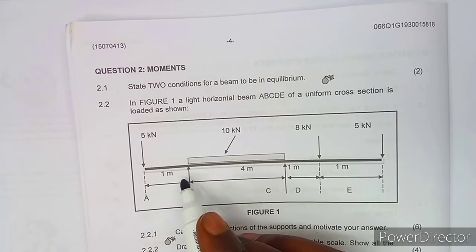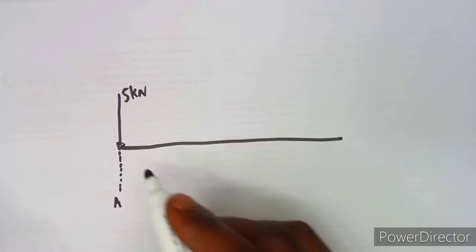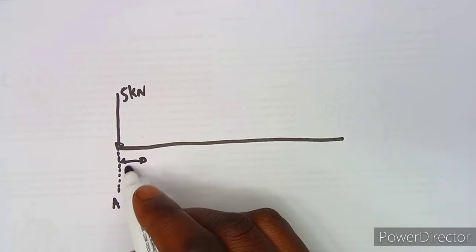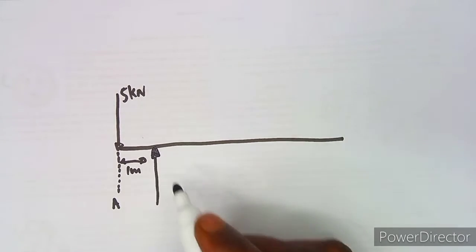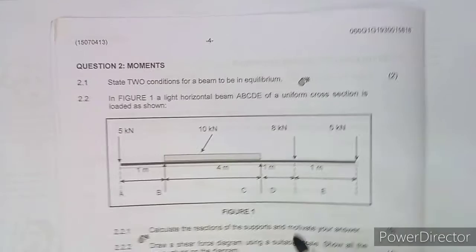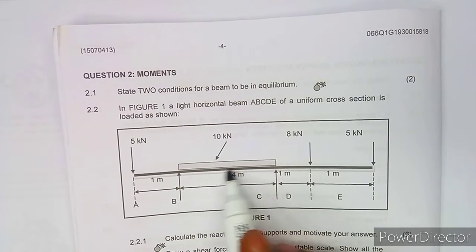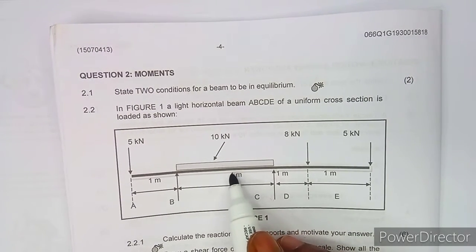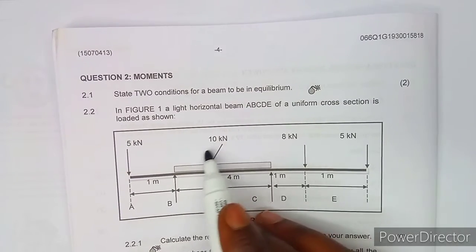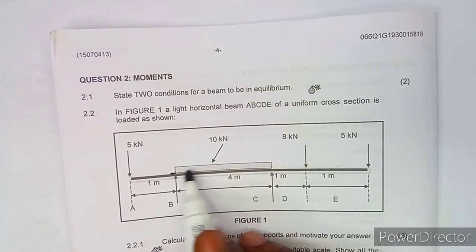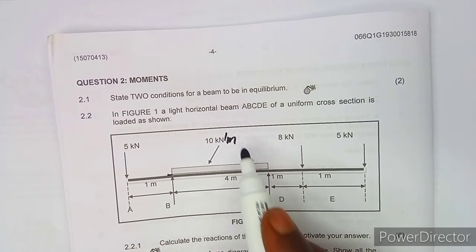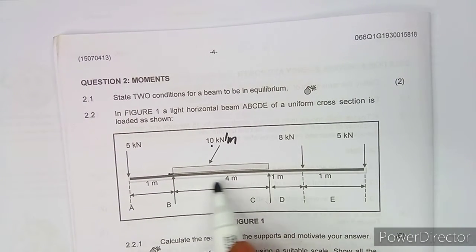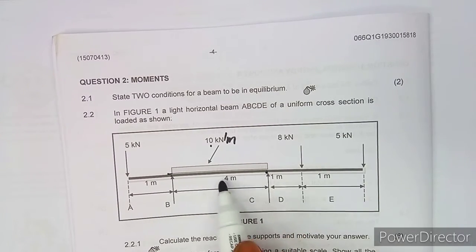Then 1 meter to point B, which is a support, so this one is represented with an arrow. Now this is the part I want to talk about. Whenever you are given a distributed load, you multiply by the distance. It is 10 kilonewton per meter, so you multiply 10 by 4 because it covers 4 meters. If you multiply, you obtain 40 kilonewtons.